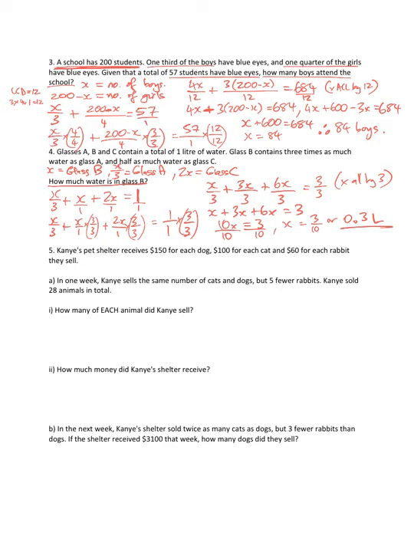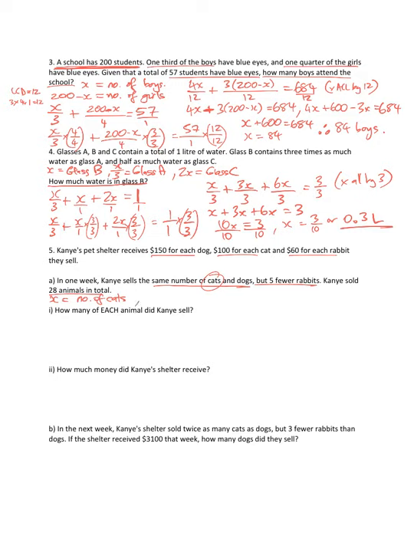Alright, Kanye's pet shelter receives $150 for each dog, $100 for each cat, $60 for each rabbit they sell in 1 week. Same number of cats and dogs, 5 fewer rabbits, sold 28 in total. How many of each animal did Kanye sell? Unlike the previous questions, it doesn't tell you what to make X, so you can decide. It mentions cats first, so I'm going to make X equal number of cats.